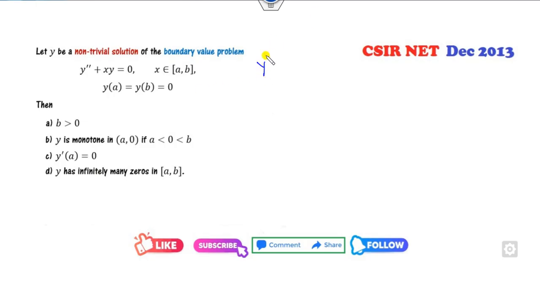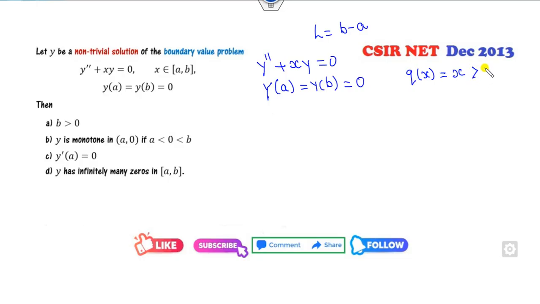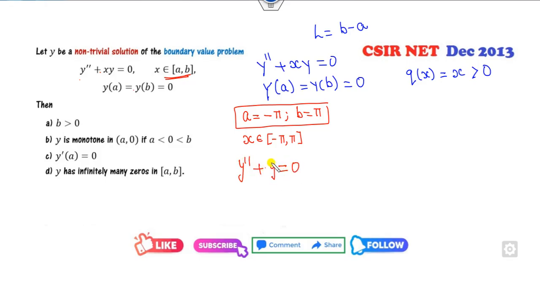Okay, look at this another one. y double dash plus xy is 0. y of A, y of B is 0. So what is the L? B minus A. But can you say q of x, in this case x, is greater than 0? We can't say that because we have the unknown values of A and B. Very simple. You can choose any A. I can choose A as minus pi, B as pi, so that my interval x belongs to this. And this problem I can change to here because 1 belongs to this.